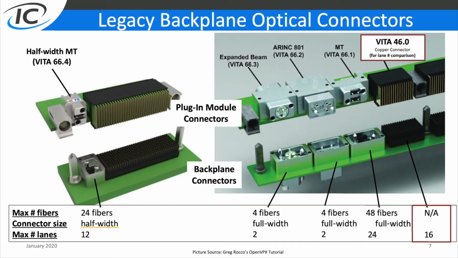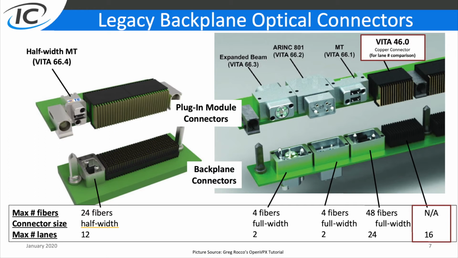So let's focus a little bit more on these legacy 66.x variants to better understand how they compare to 66.5. Each of these connector solutions contains two sides. There's the VPX card, shown here on top, and there's the VPX backplane side, shown here at the bottom. An interesting way to compare these solutions is to look at their size, the width they occupy on the VPX backplane, and the number of lanes these connector solutions can support.